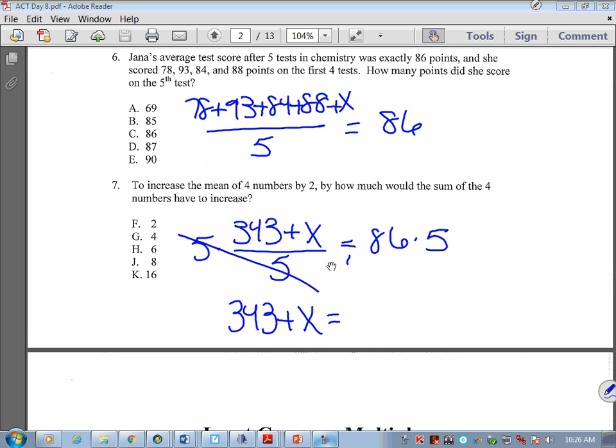What's 86 times 5? 430. Okay? Final step in finding out what that last test score is. Subtract 343 on both sides. So X equals, got the 87. Okay? So that's kind of how we undo an average question. All right.